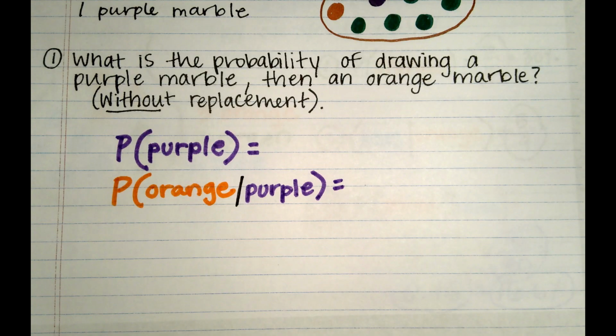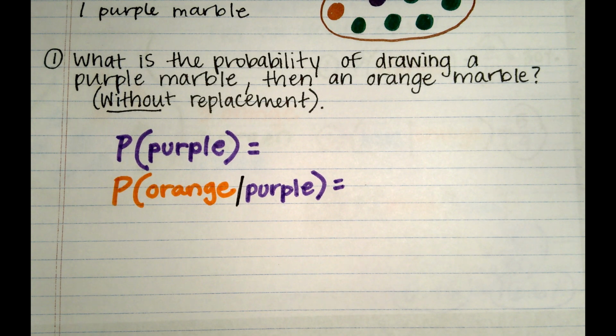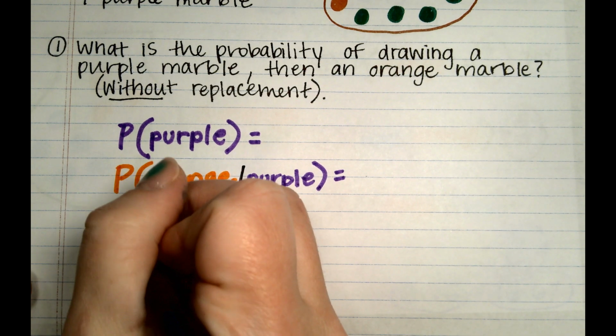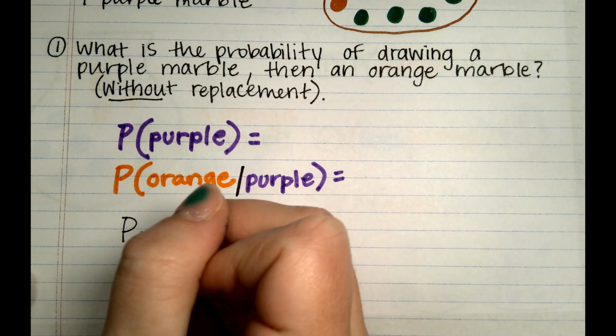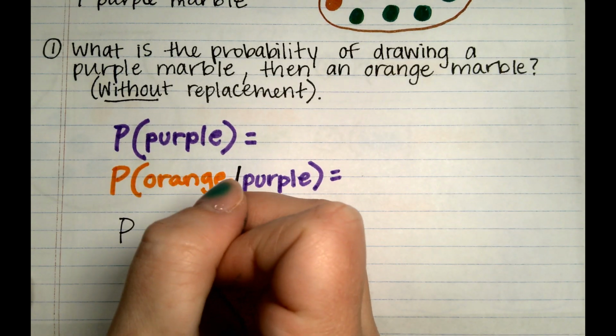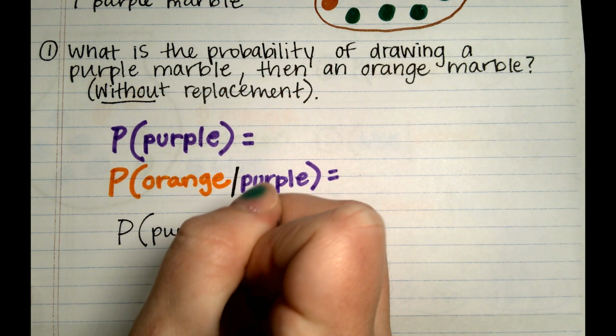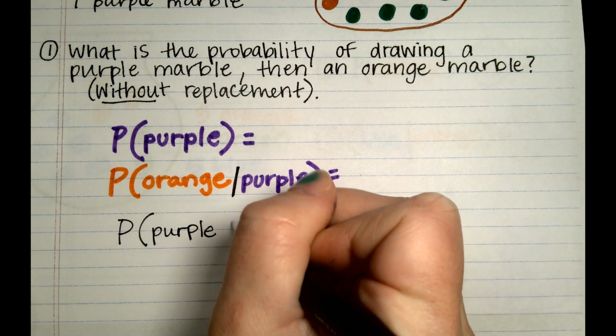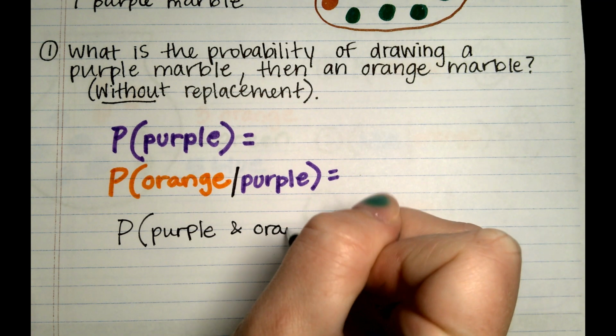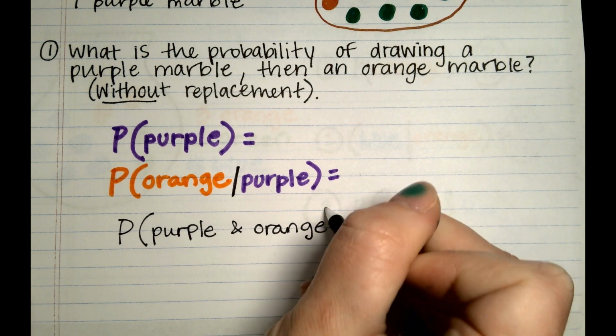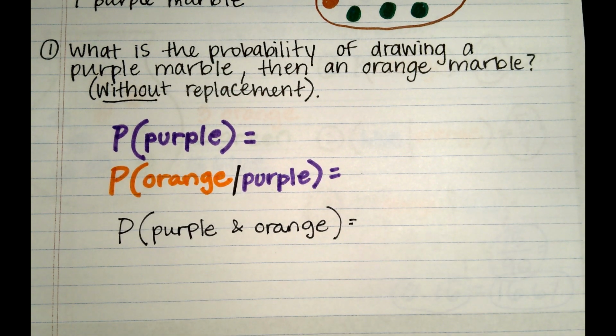And finally, what would you do at the end to find the overall probability of both happening? You would multiply those two fractions and get your decimal, your percent. So I've started it for you.